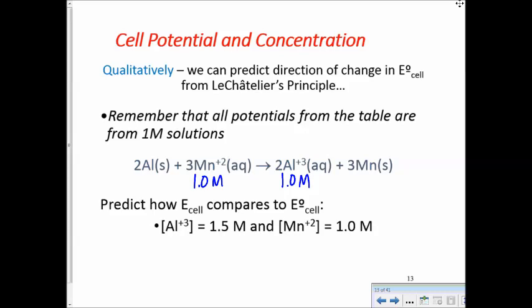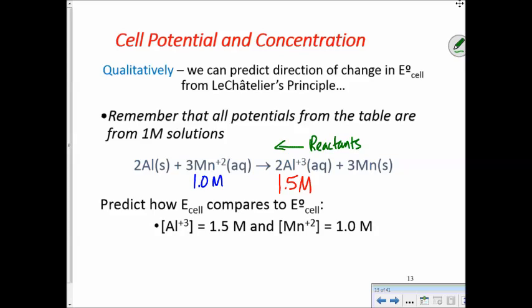However, first example, it has now been changed. The aluminum is no longer 1 molar. What is the aluminum now? 1.5 molar. Good. So we've upped its concentration. When you add in something to a side of a reaction, what happens with Le Chatelier's principle? We've disturbed the equilibrium. It's going to go the other direction. It's going to proceed, in this case, left towards the reactants, right?